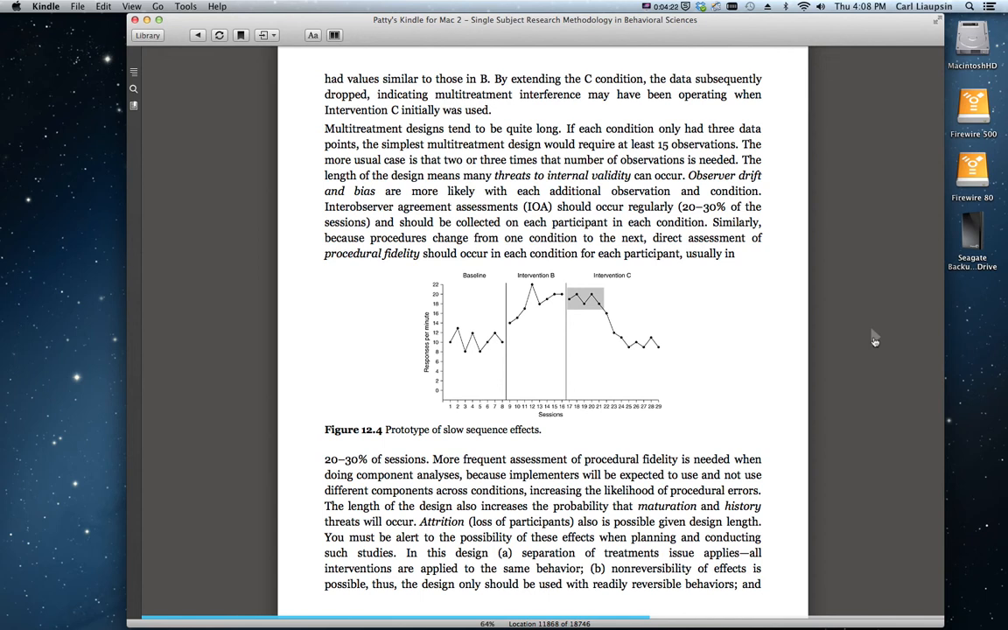You can see here this example is just 3 phases, and it lasts for 30 sessions. So it's slow. Because it's a really slow and long design, especially when you start adding all those other conditions for more rounds of comparison, there are a lot more opportunities for issues of maturation and history and attrition. You're going to lose people. The school year's going to end. Your client's going to leave.